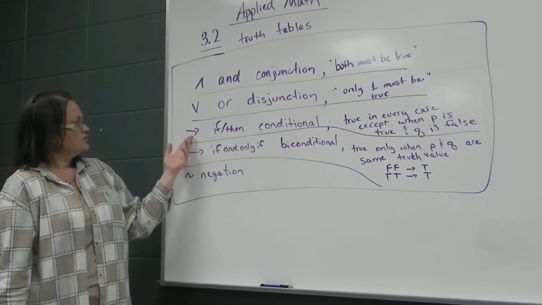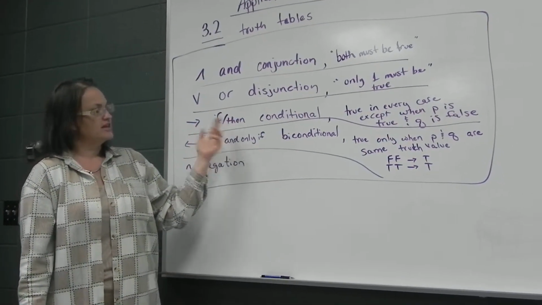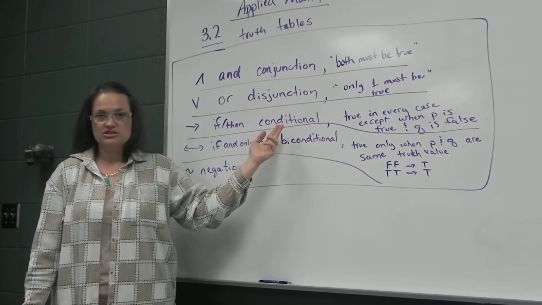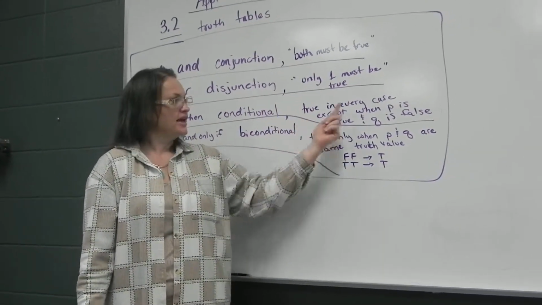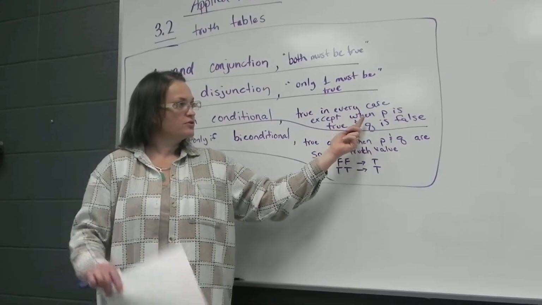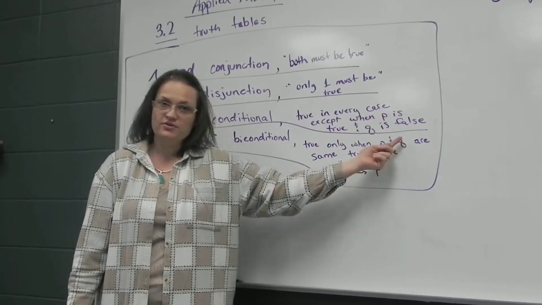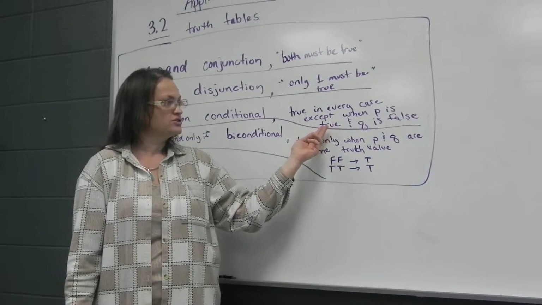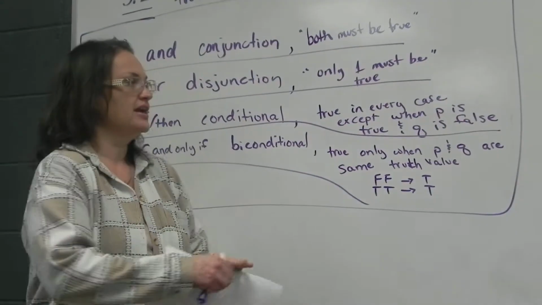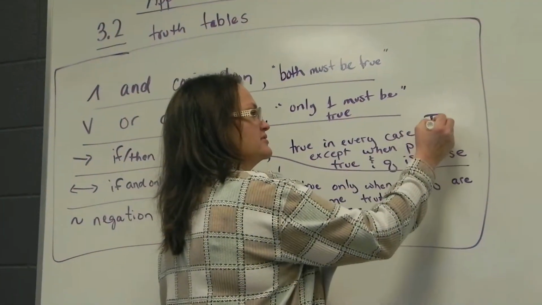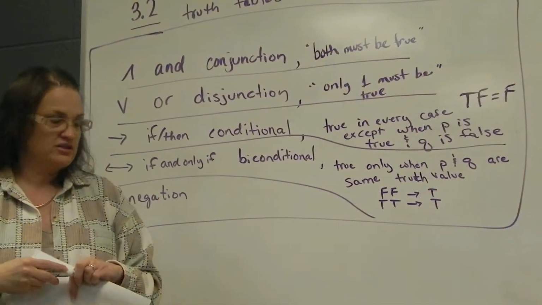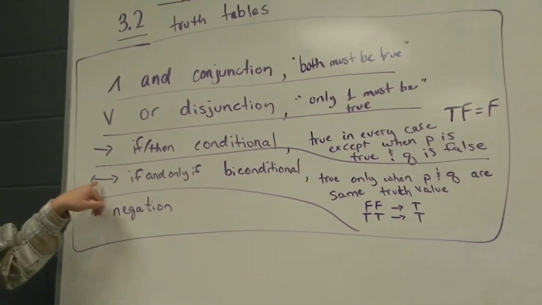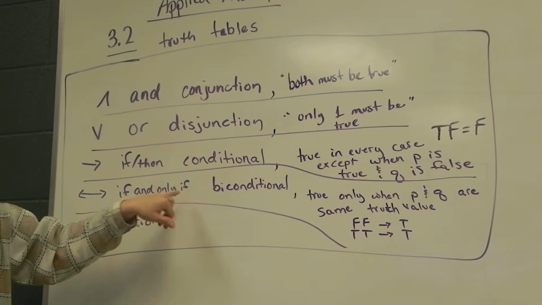The next symbol is the arrow, the if-then statement. It's called a conditional, and it will be true. You'll assign a T in every case except when the first value is true and the second one is false. So if P is true, and you have a T F, that equals F. So T F is the only case in the conditional that equals an F. Everything else is true.